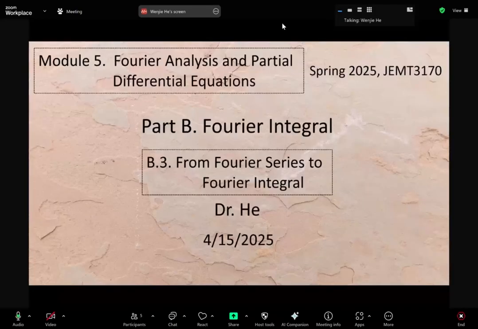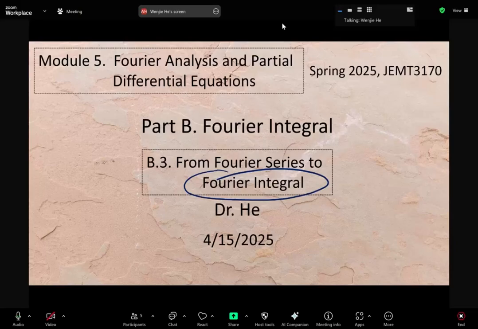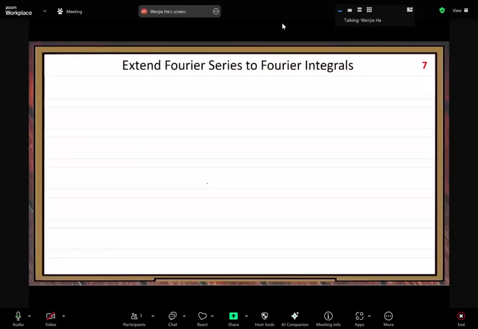B.3, from Fourier series to Fourier integral. Next, we need to move to the Fourier integral, and for that we need to derive the Fourier integral from the Fourier series. So let me do some preparation. If I cannot derive it today, let me just do some preparation: extend Fourier series to Fourier integrals.